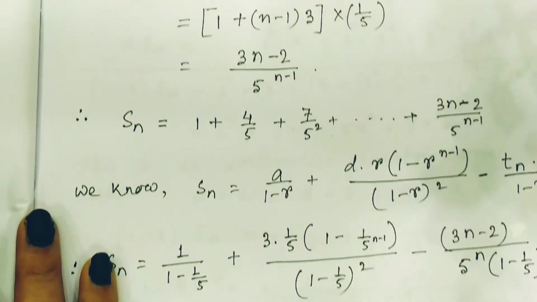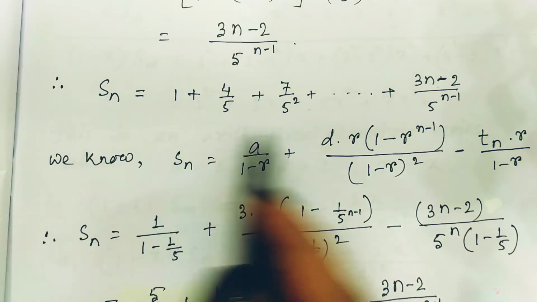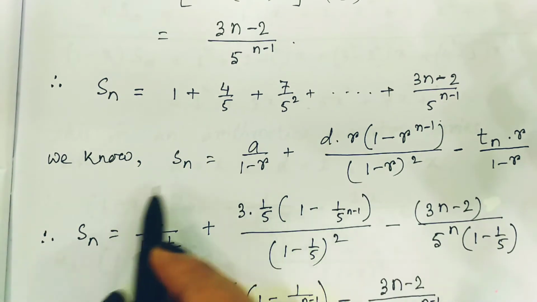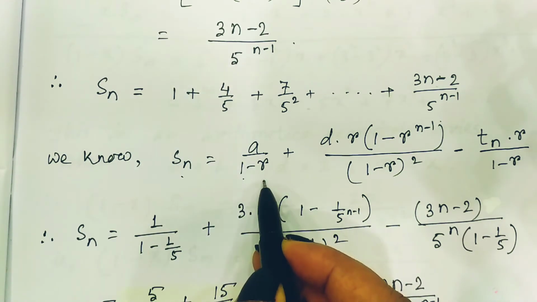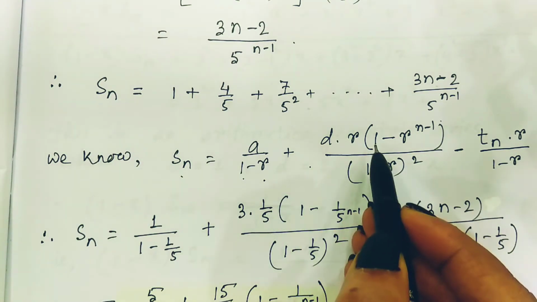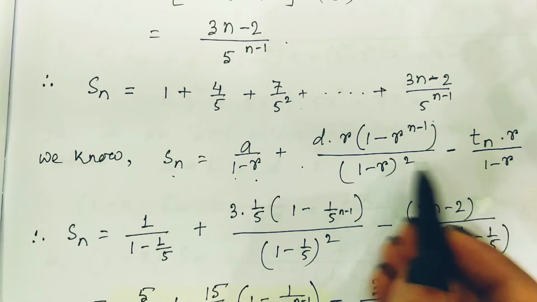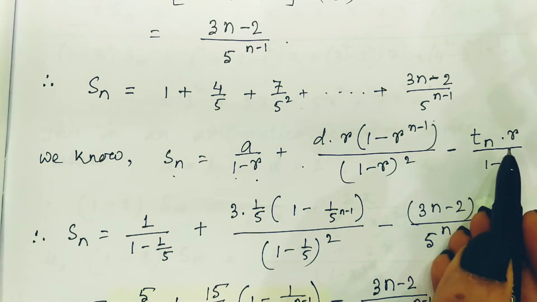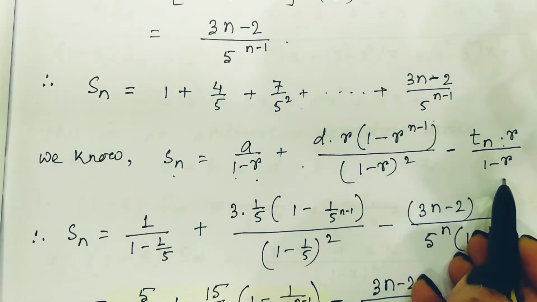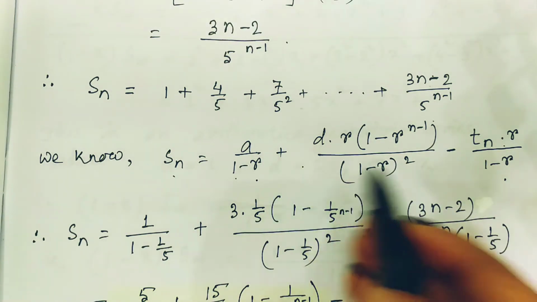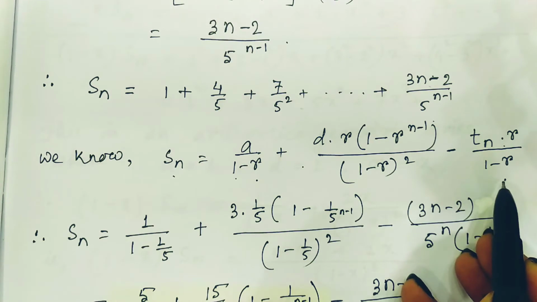Now for the summation, we can directly substitute the values. So Sn is this one, and the summation should be a divided by 1 minus r, plus dr times (1 minus r to the power n minus 1) by (1 minus r) whole square, minus the nth term into r divided by 1 minus r. Okay, so this is from the formula, as a total of n terms are there, so we use this formula.